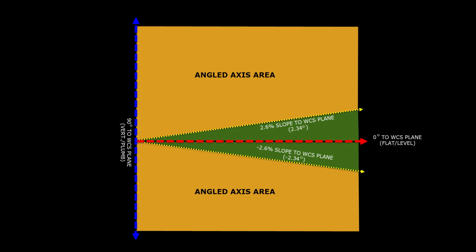A slope pipe run is interchangeably referred to as a graded pipe run. A slope pipe run, shown here highlighted in green, is a pipe run whose axis is graded plus or minus 2.6% to the world coordinate system's XY plane, but not a 0% slope. This type of pipe run is usually found in plumbing systems and requires special consideration.